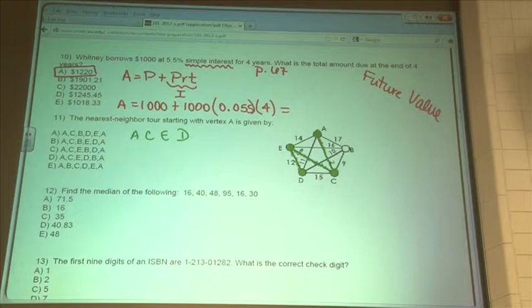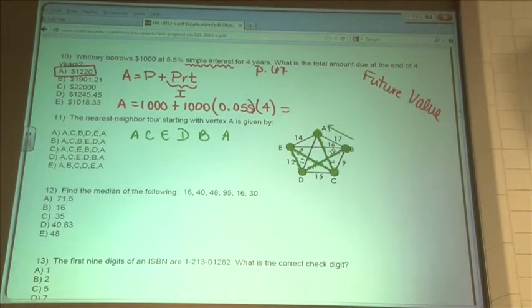All right, we've got one more vertex to hit. So let's go ahead and go to B. And of course, remember, you got to come back to where you started. We have to go all the way back to A. All right, let's see which one matches. A, C, E, D, B, A. That would be letter D. Questions on nearest neighbor? Okay.